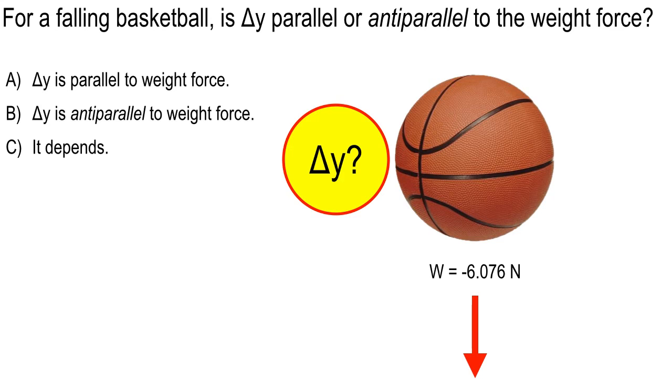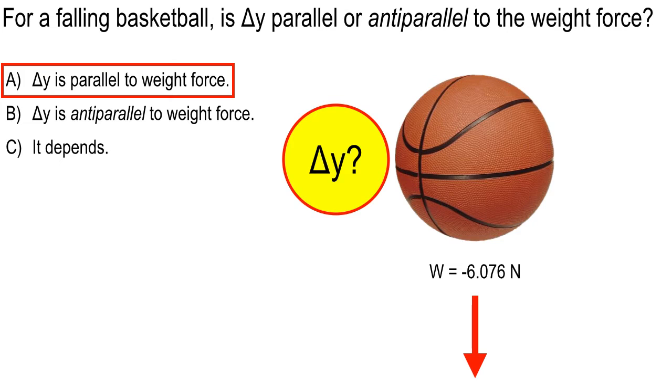Falling basketball. 15 seconds. 10 seconds. 5, 4, 3, 2, 1, 0. 295. Very good. All right, let's see what you guys answered here. Yep. Most of you got this one right, parallel. 9% of you answered anti-parallel.